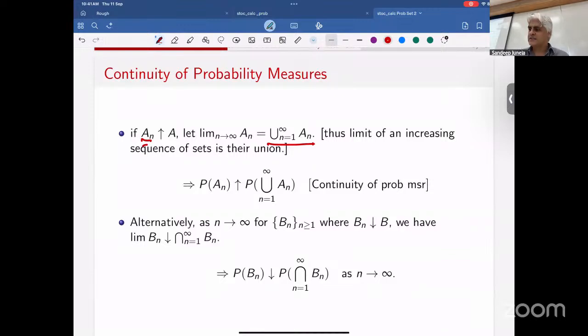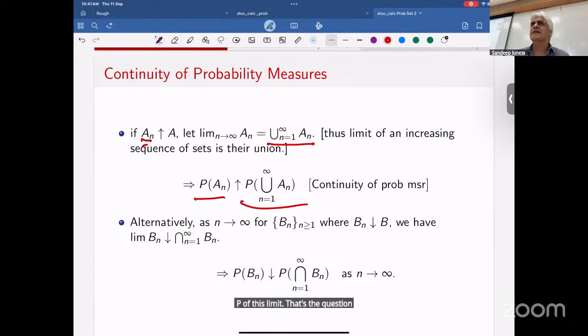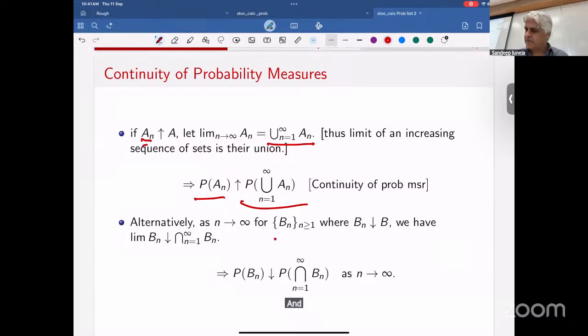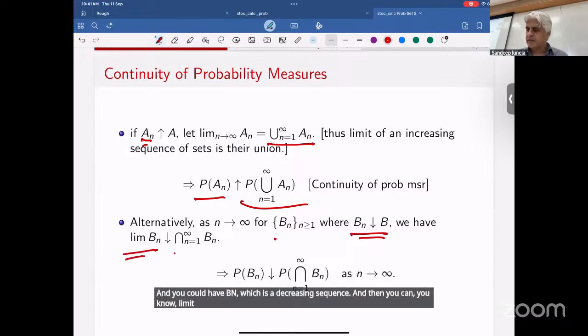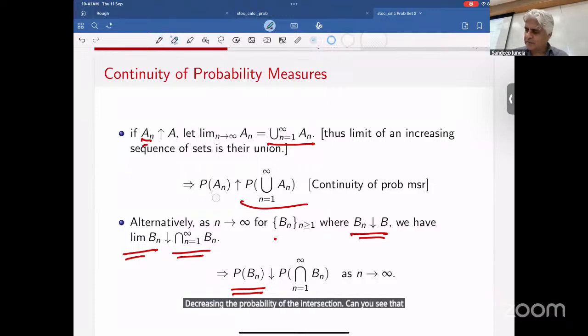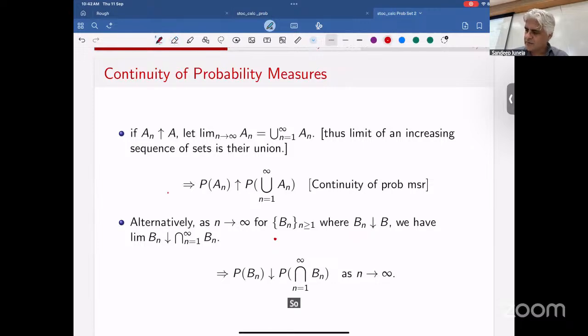Okay. And now the question is: is it true that P of A_n is converging to P of this limit? That's the question we're answering. It turns out to be true, but it needs to be shown. And you could have B_n, which is a decreasing sequence. Then the limit of B_n becomes the intersection of all these sets. And then the question is: is the probability of B_n decreasing to the probability of the intersection? Can you see that the first one implies the second one? Is that part clear? So this implies this, right? We just take the complement basically.